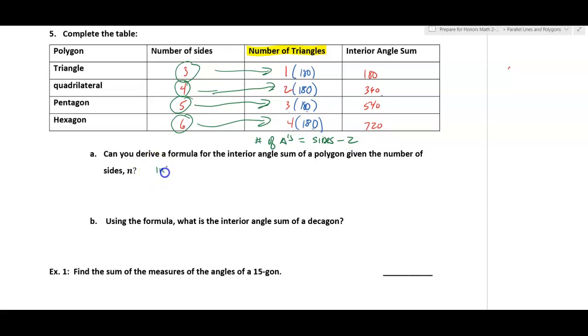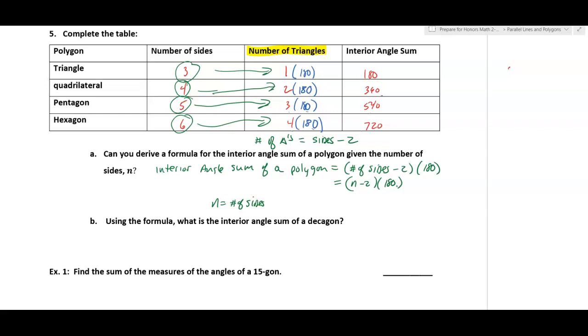Therefore, we can say the interior angle sum of a polygon is equal to the number of sides minus 2 times 180. And we say n represents the number of sides. Therefore, we say it's n minus 2 times 180. That is the formula we're going to use.